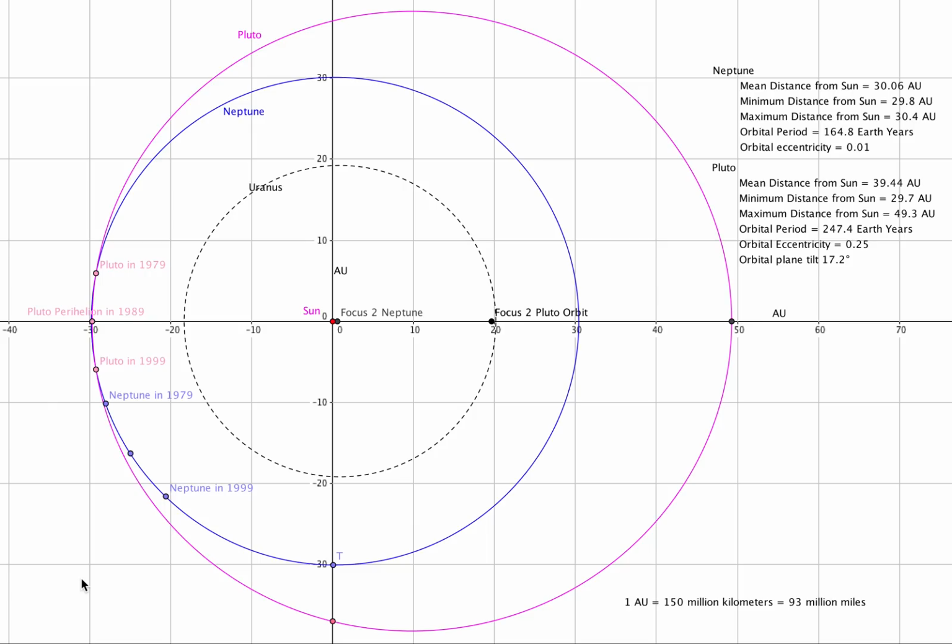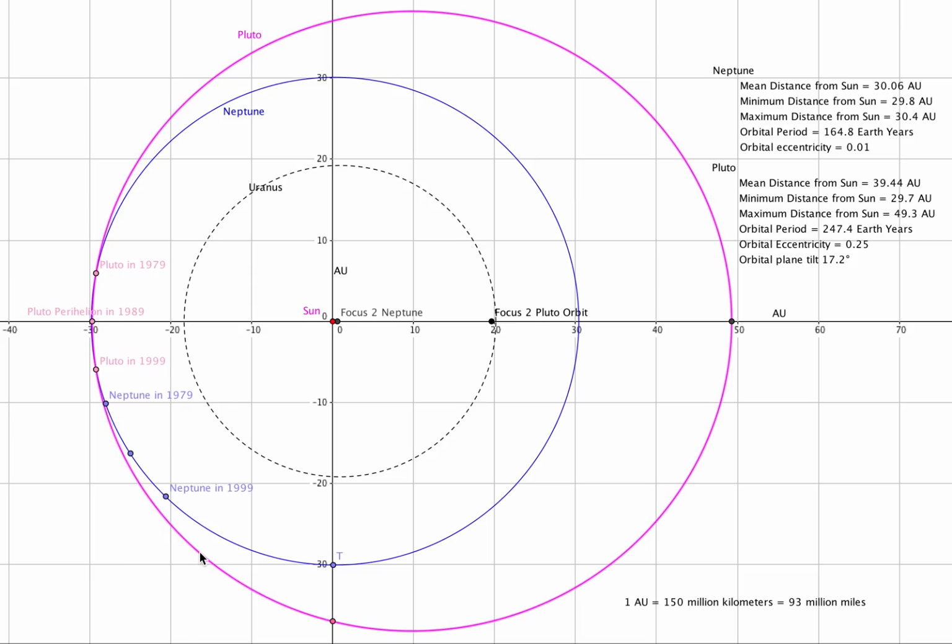Hey everybody, this is a simulation of Neptune and Pluto orbits done in GeoGebra. The scales, both around the x-axis and y-axis you see, are in astronomical units. One astronomical unit, as you know, is close to 150 million kilometers or 93 million miles for my American friends.